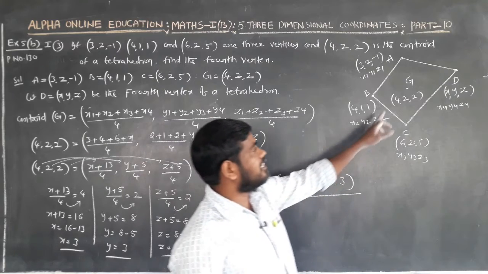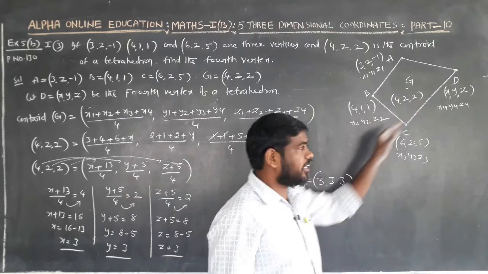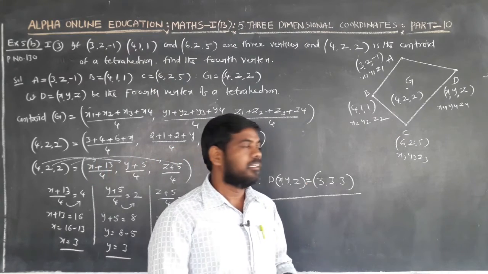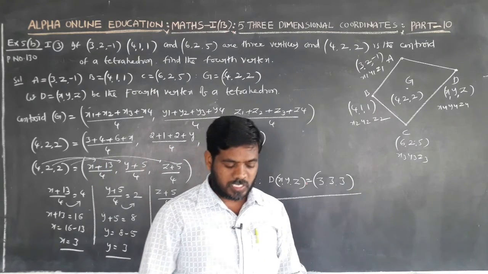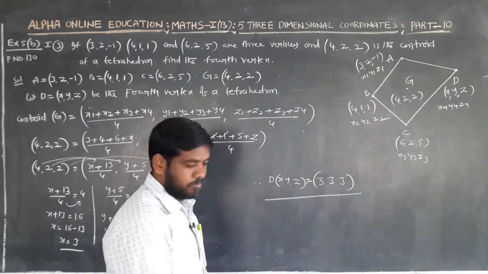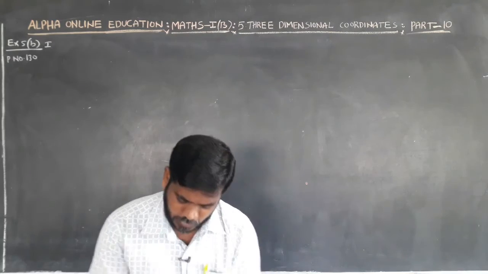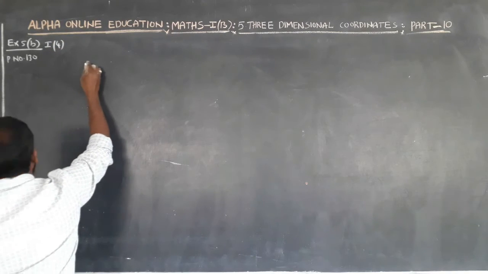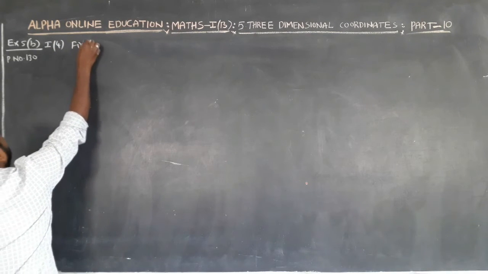Here, given the centroid of the tetrahedron, we find the centroid and, by equating the centroid, get the fourth vertex. This is the most important problem. Again, this is the fourth problem, a very important problem.